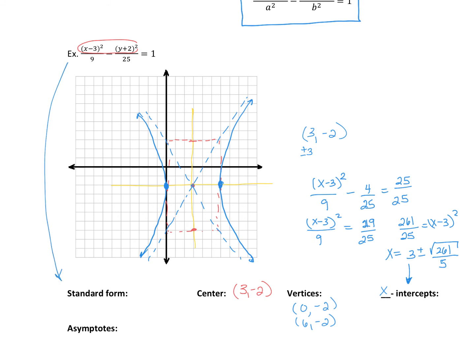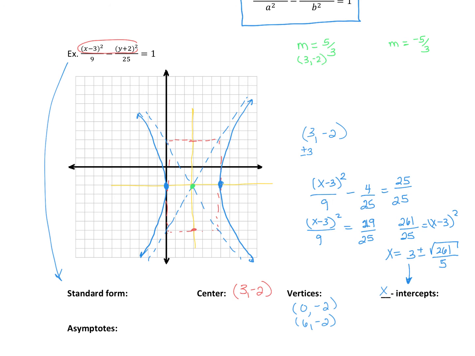So we know that the slope is up 5/3. So for both of our asymptotes, it's up 5/3. So let me show you up here. So we could say that it was 5/3 or minus 5/3 for our slope. But in either case, we know that they both go through the point (3, -2).